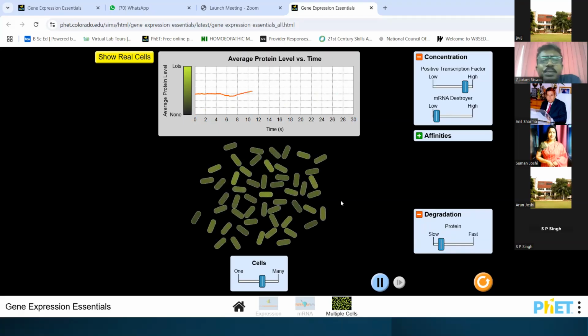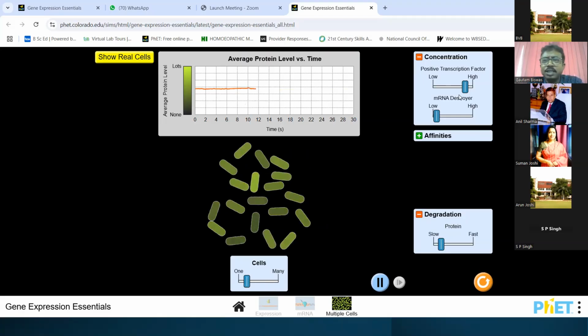These things can be done, and a student can understand the role of different factors over here. And you know, nowadays competency-based questions are asked. The student can develop certain competencies: if the enzyme increases, this will happen; if the destroyers increase, this will happen; if cells increase in number, then what will happen? So this can be seen in the graph by increasing and decreasing the various factors like cell concentration, positive factors, mRNA destroyers, degraders, etc.